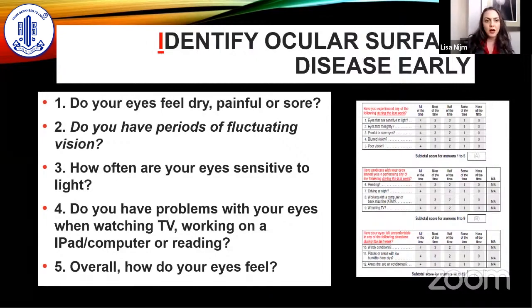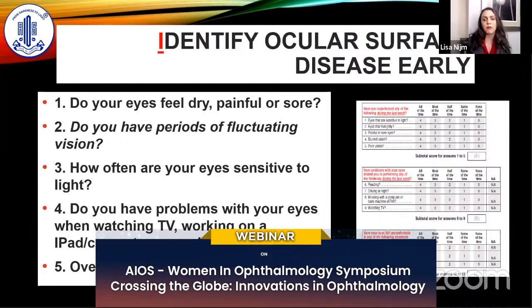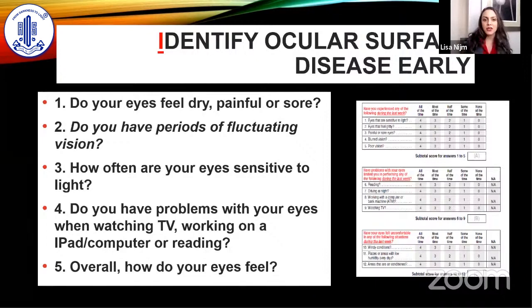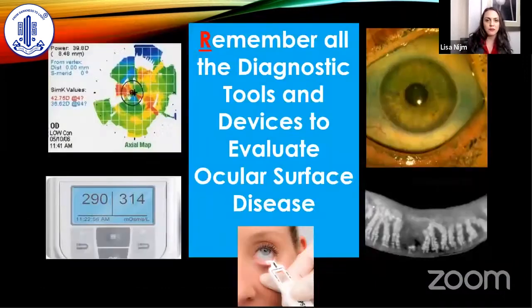I've listed them here. For time's sake, I'll tell you that the one that I tend to focus on most is if they have periods of fluctuating vision. Because ultimately that's a cue to me that I need to be looking carefully at the ocular surface to see if that's contributing to their visual problems and if they have signs of dry eyes. Asking patients if they are dry, do they have problems when they're working on their iPad or watching TV for prolonged periods of time, or reading, how sensitive they are to light, and do they feel dry, painful, or sore.